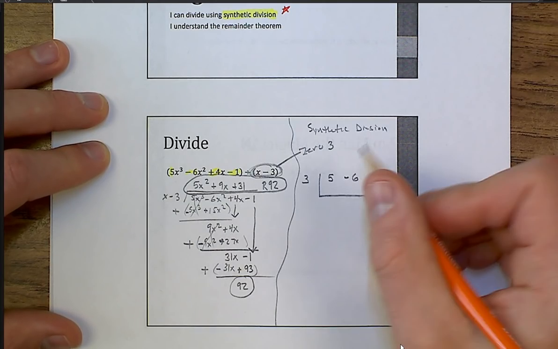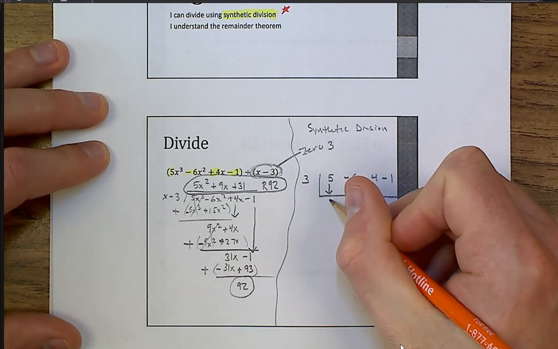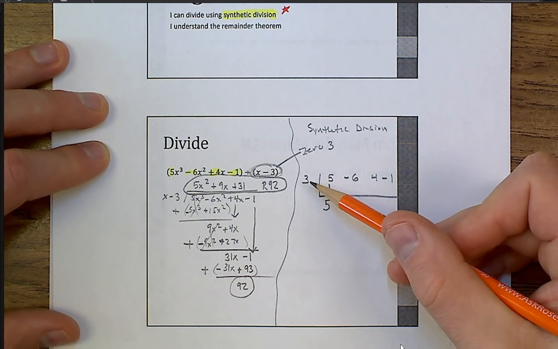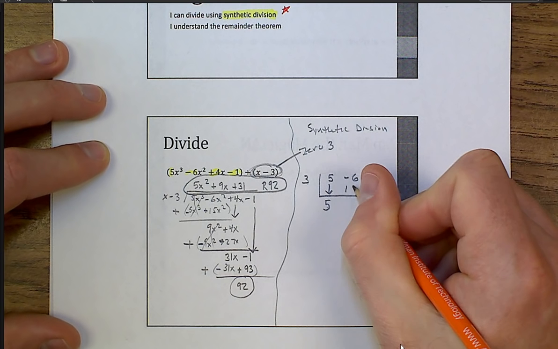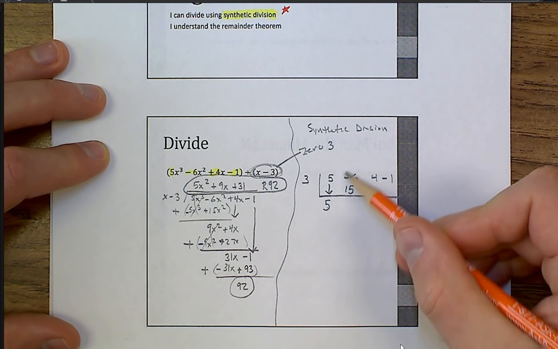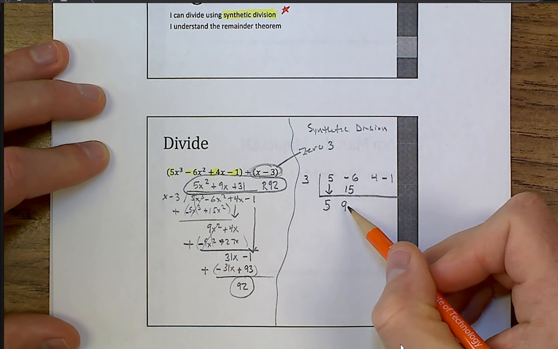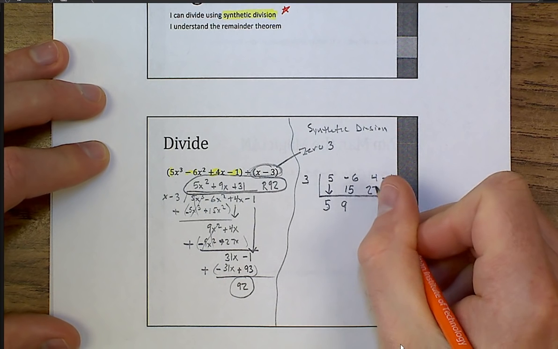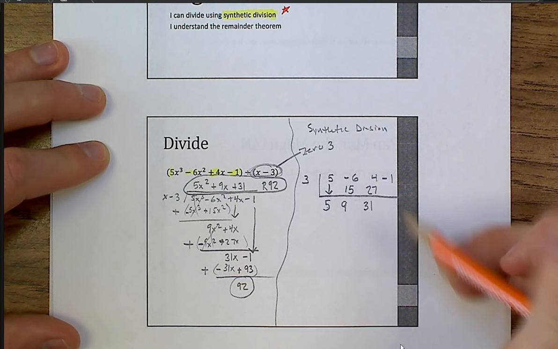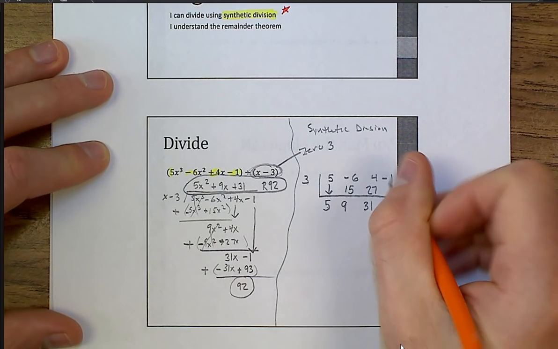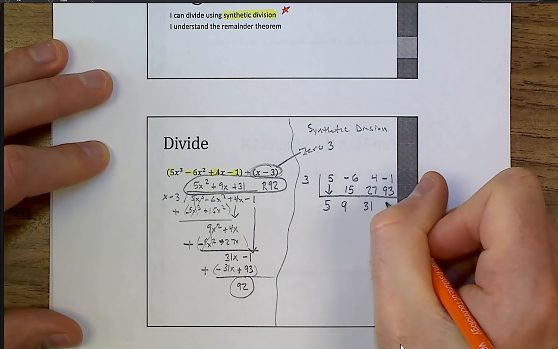Now here it's kind of a routine. The first thing you do is you're going to drop down your first term, which is a 5. This is a combination of multiplication and adding. You're going to multiply these two together to get 15, and then you add your two numbers. Okay, so that would be a 9. And then you multiply to get 27, you add 31, you multiply again, and you get, let's see, 93, and then you add, and you get 92.